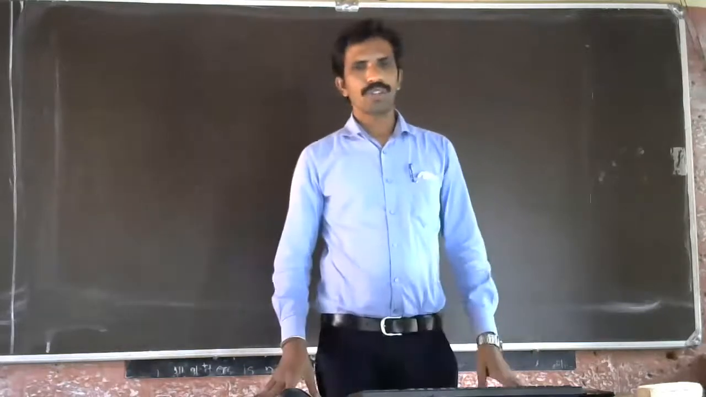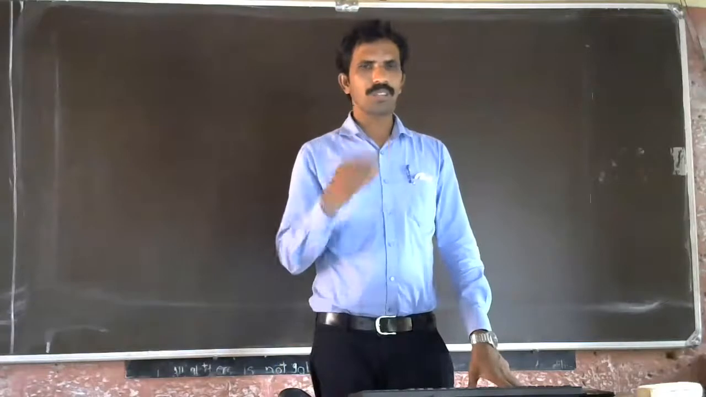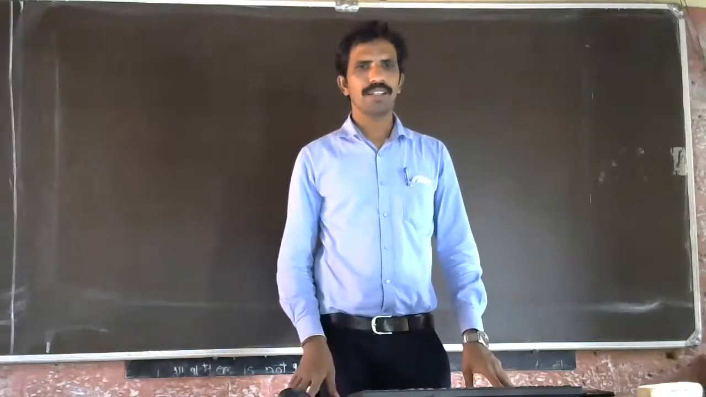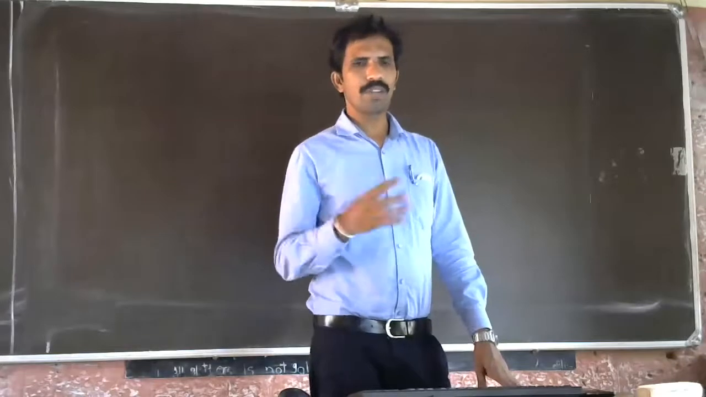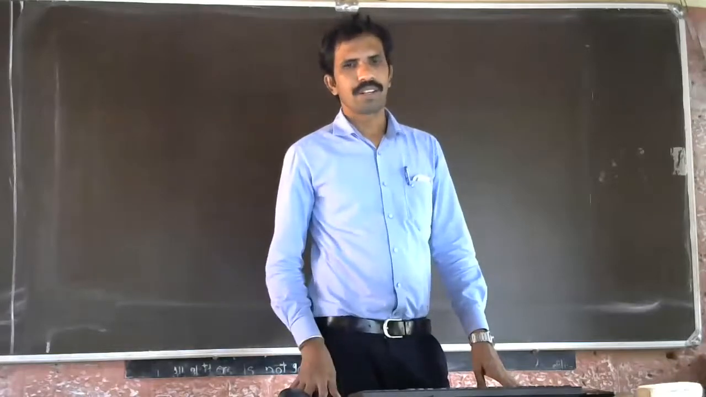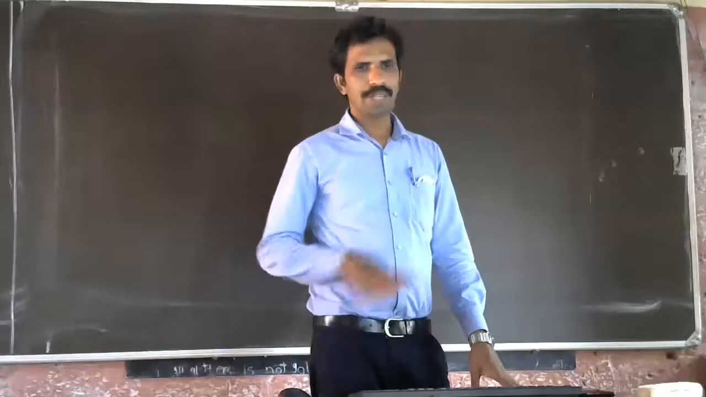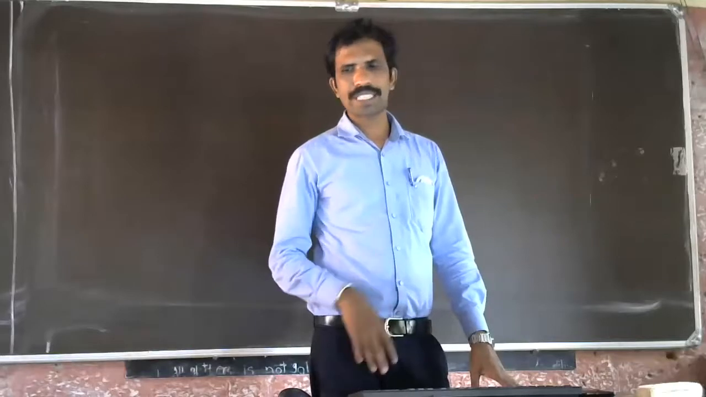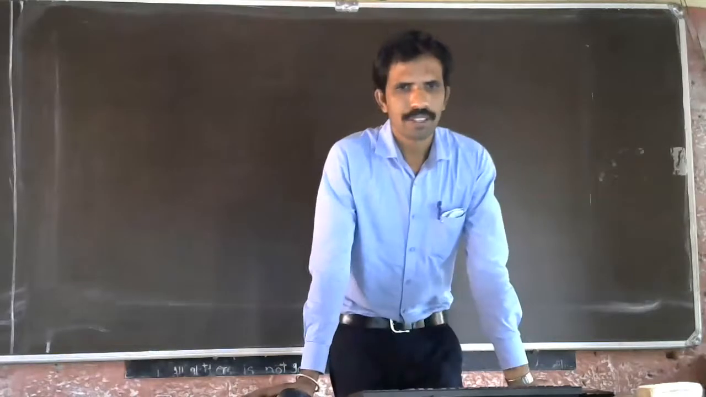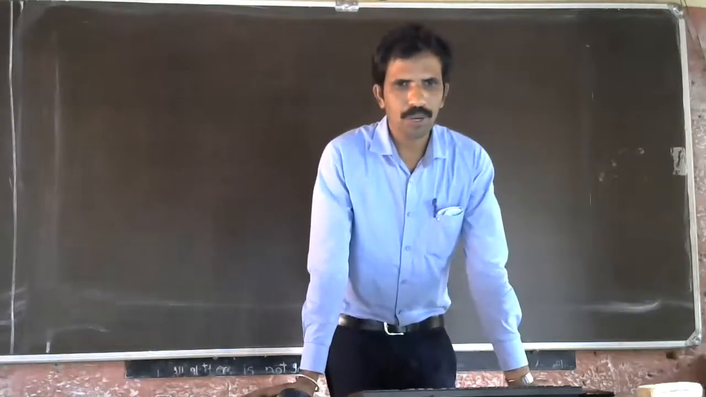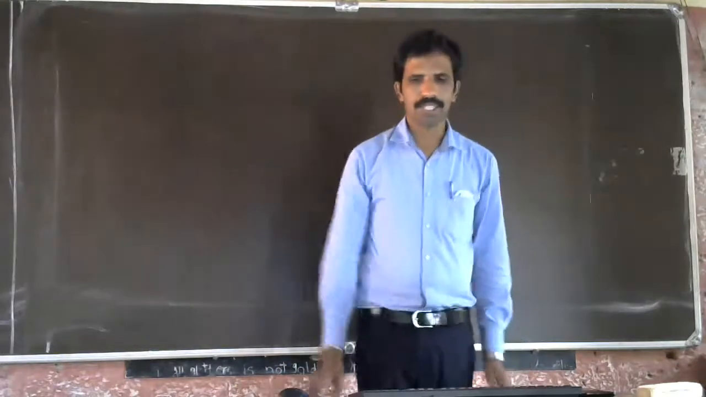I told you when an electron is moving around the nucleus in a circular orbit, it may lose energy and it may fall into the nucleus. How that is maintained, that also could not be explained. But Bohr's model explained this. So Niels Bohr proposed his own theory.